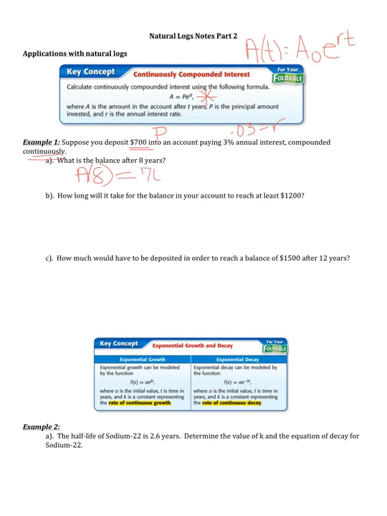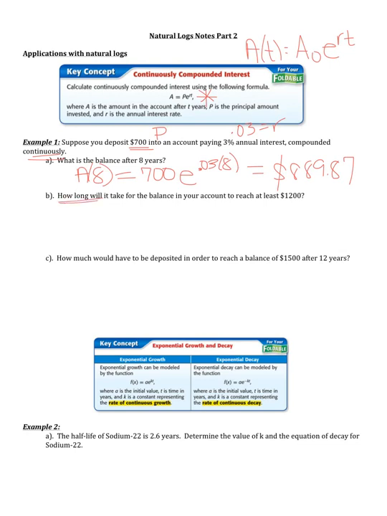So 700, my P, e to the 0.03 times t power, which would be 8. And then that is your calculator ready form. You can clean it up if you want, but that will come out to be $889.87.